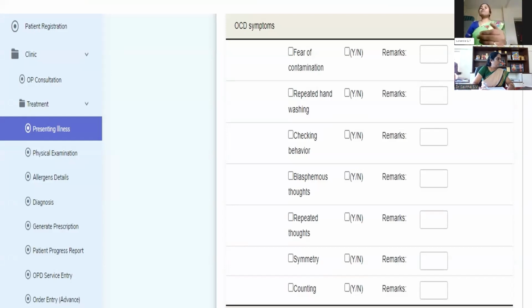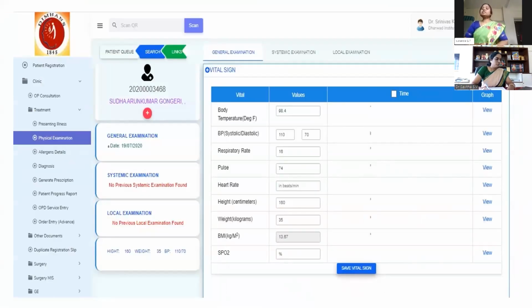We also have formats for the physical examination, general prescription, and patient progress report. The patient progress report I have already shown to you. Next slide, please. Yes, this is for the vital signs. In the vital signs, we mark the exact temperature. We record BP, respiratory rate, pulse rate, heart rate, and the height and weight of the patient.